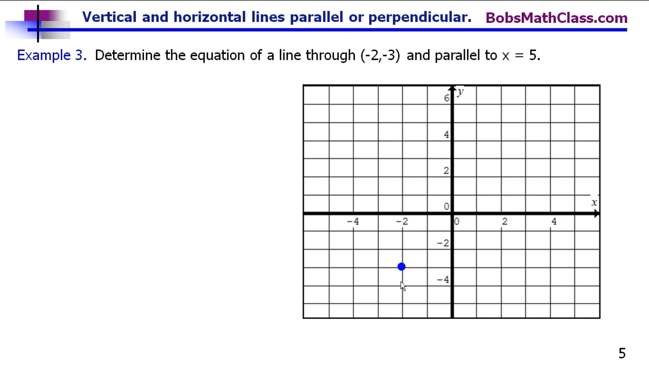So we want a line that goes through this point and is parallel to x equals 5. Well, what does the line x equals 5 look like? Let me go to 5 on the x-axis and draw a vertical line.